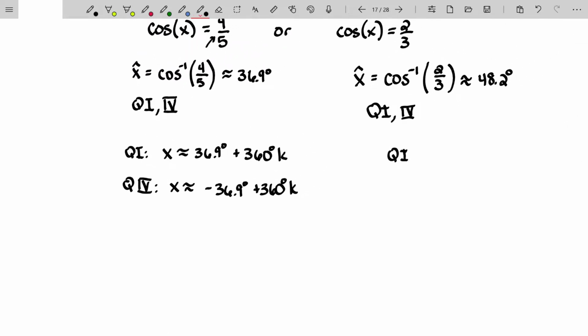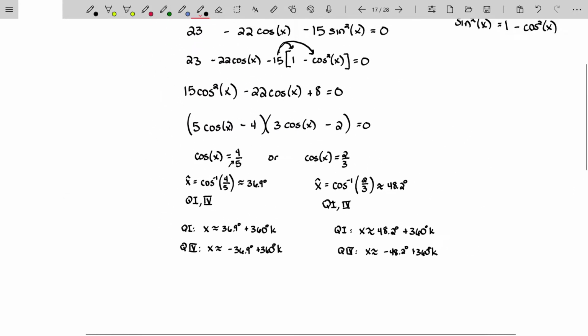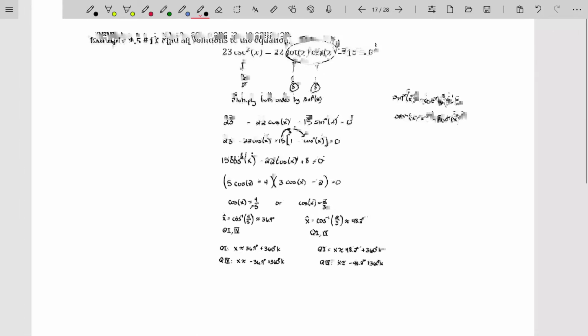For the second set of solutions, just as fast, the quadrant 1 solution is going to be roughly 48.2 degrees plus 360K. And for the quadrant 4 solution, again, I'm just going to go backwards into quadrant 4. So it's negative 48.2 degrees, and then plus 360 degrees K, where K is an integer. There we go. Not too bad, right?